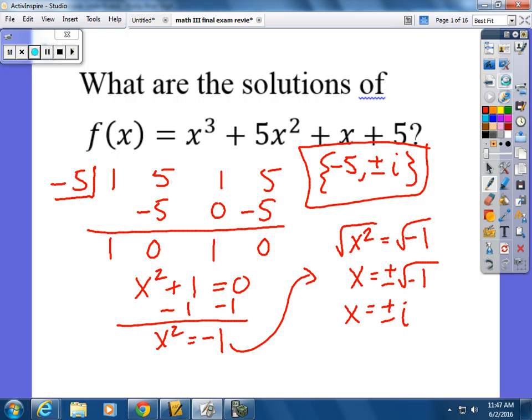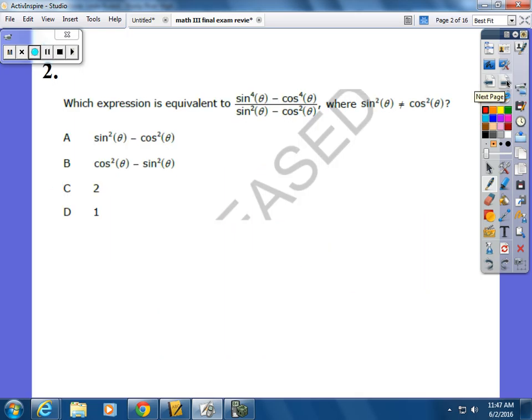Number 2 involves using the fact that sine squared plus cosine squared equals 1. The trig identity that says sine squared plus cosine squared equals 1. So if you look at this equation and think of these as x's and y's, this is a difference of squares on top. That's also a difference of squares on the bottom, but let's factor this difference of squares.